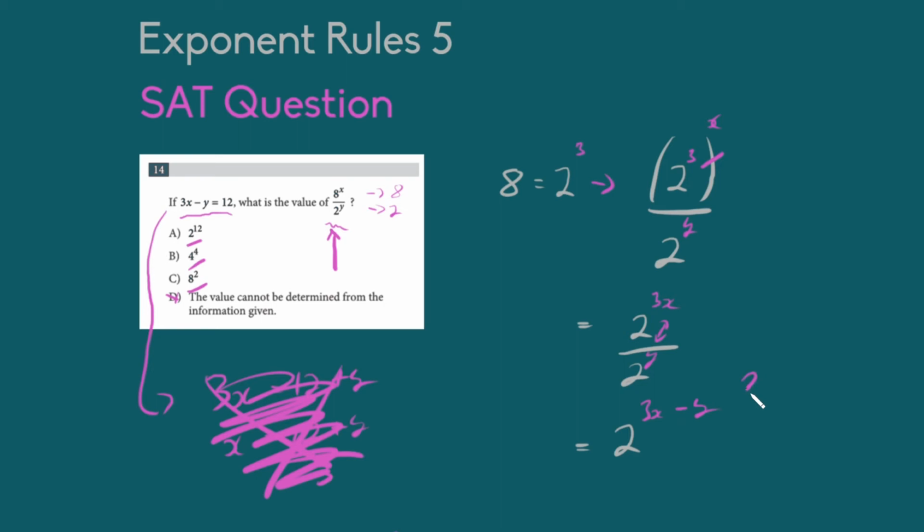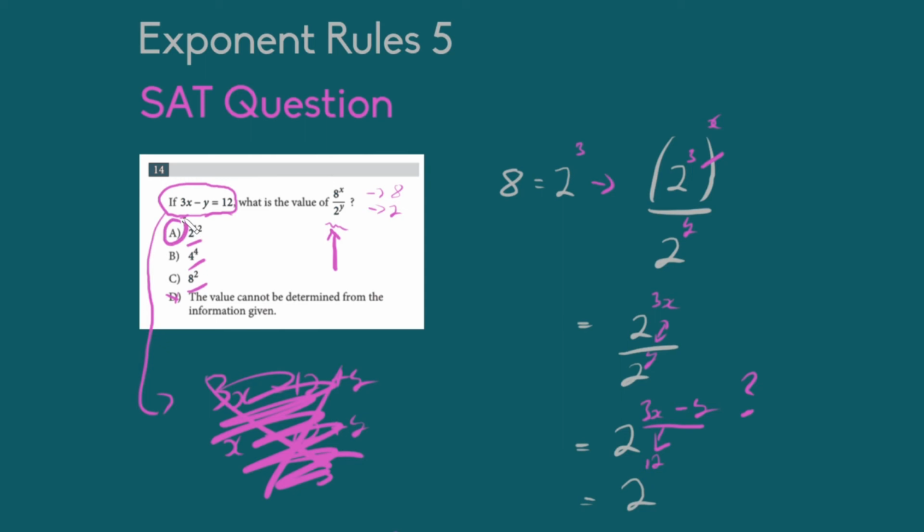And again, some students get to that point and they're like, great, so I figured that out. Now what do I do? Well, now we go back to the question itself, and then we realize that we're already given a definition of 3x minus y. 3x minus y is the same as 12. And so our answer simply becomes 2 to the power 12, which is answer choice A.